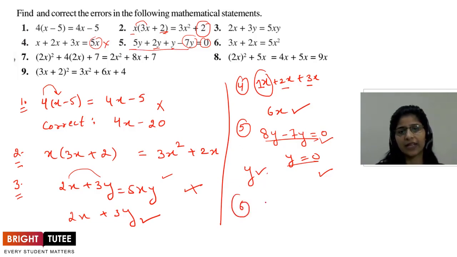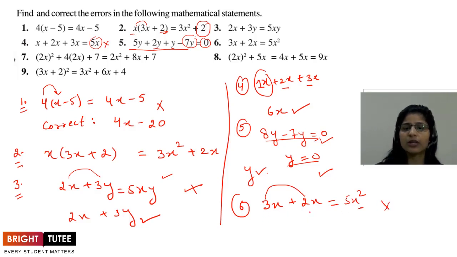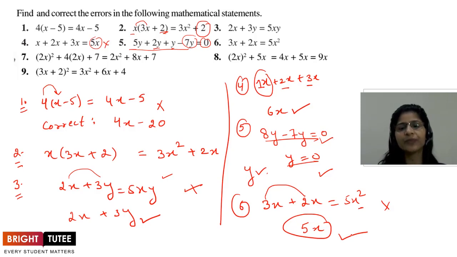In the sixth one, we have 3x plus 2x is equal to 5x square. So if you observe here, they are adding 3 and 2, right? But they are multiplying x and x, writing x square. Two operations, that is completely wrong. Because these are like terms, we will add them. 3x plus 2x is 5x. So this is the correct statement. Instead of 5x square, we should have 5x. Clear these 6 questions? Let us go to other questions and try them.